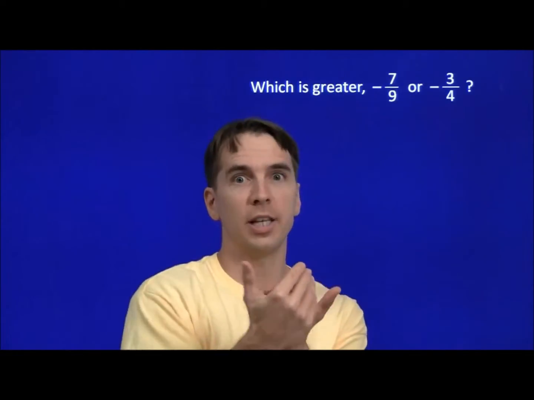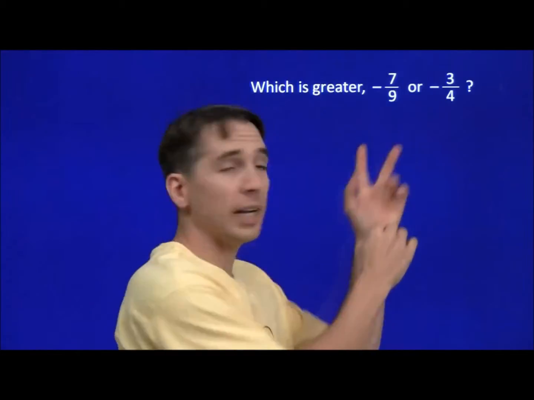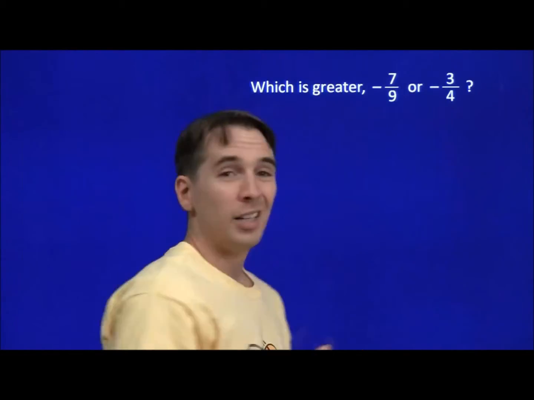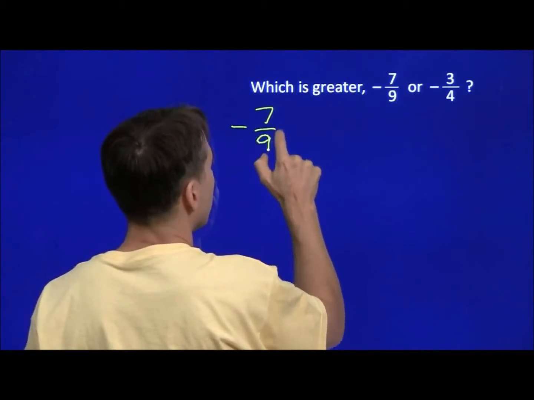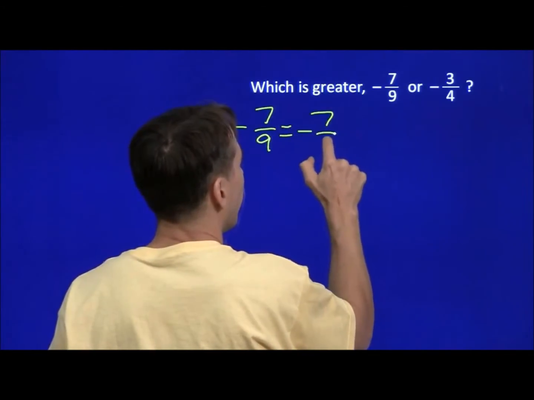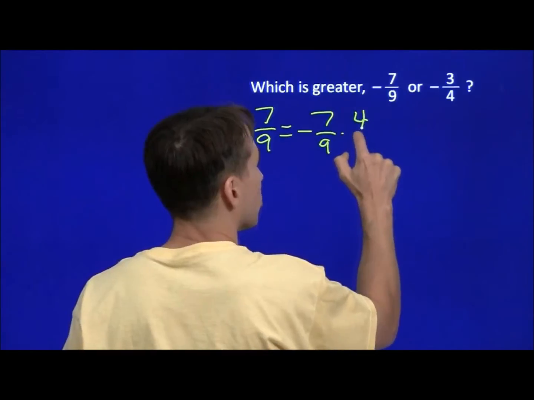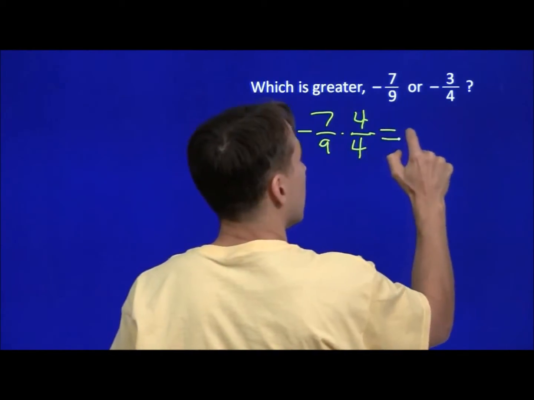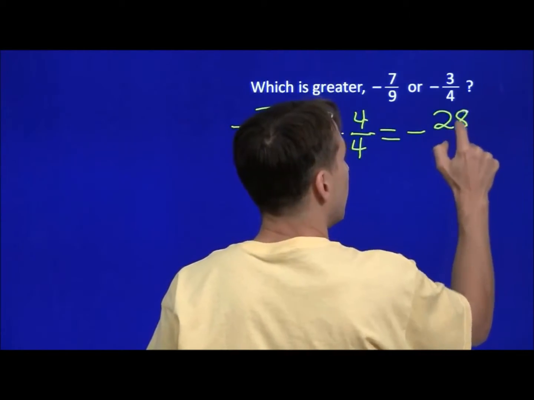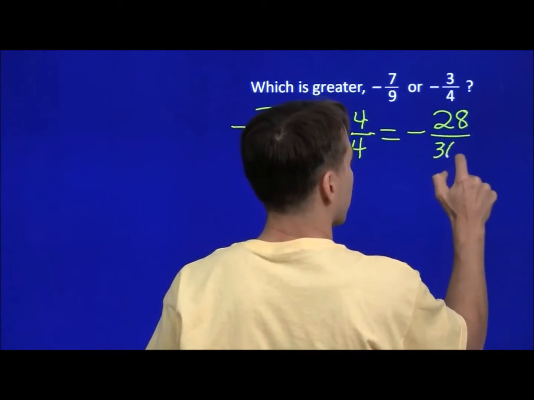Now if these were just both positive, we know what to do. We make the denominators the same. We find a common denominator, and we know what that common denominator will be. It'll be just 9 times 4. We can take the first fraction, negative 7/9, and we multiply that by 4 over 4, strategically multiplying by 1, and this will make negative 28 over 36.